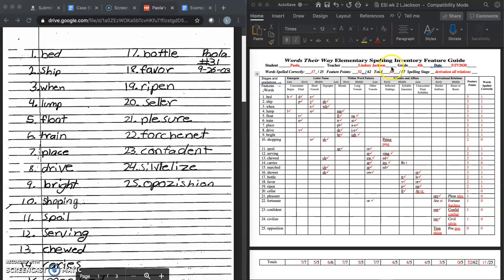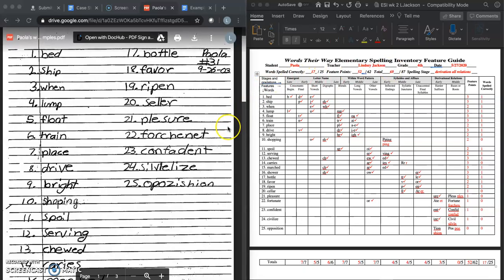Paula's scores indicated that she does have a mastery of consonants, both beginning and final, and short vowels. This tells me that she doesn't need any further instruction on these. She also mastered digraphs, blends, long vowels, and other vowels, and she got every single one correct. Paula only got one of the inflected endings wrong, which was the P-P-I-N-G in shopping, and gave her a score of 4 of 5, which I wrote down here. And that is an acceptable score.